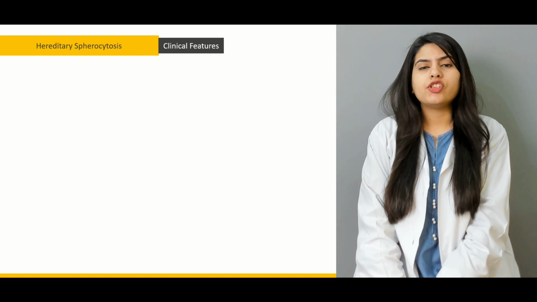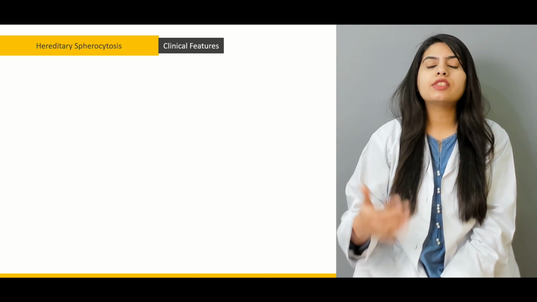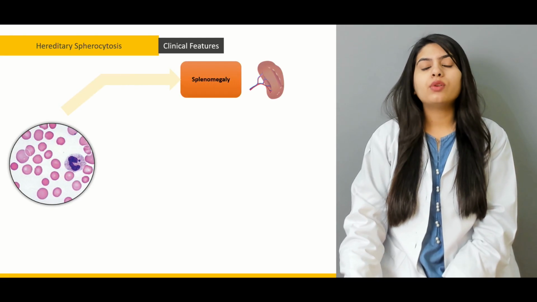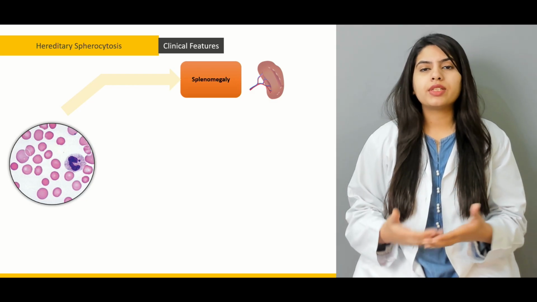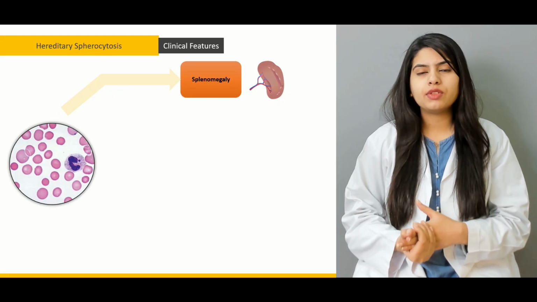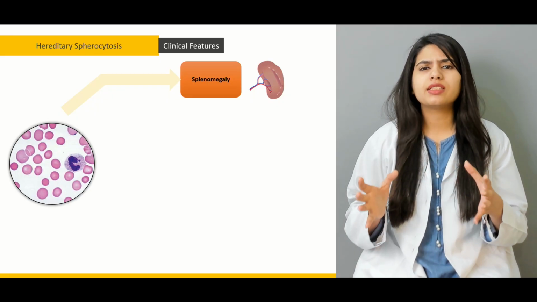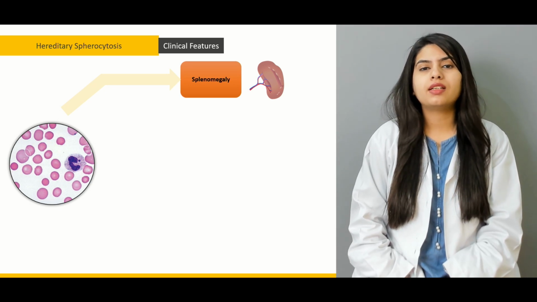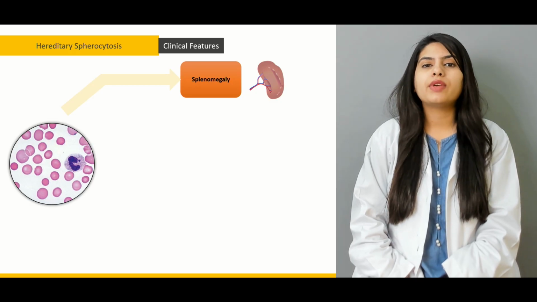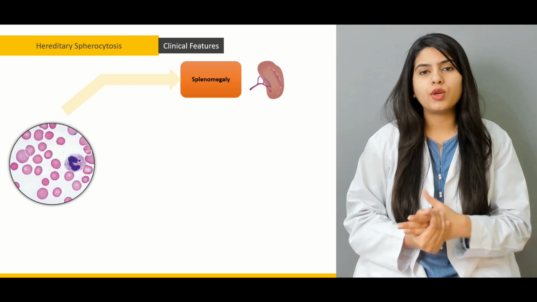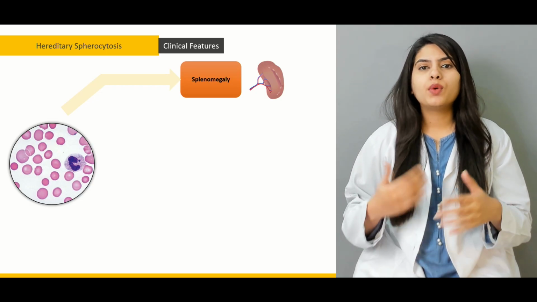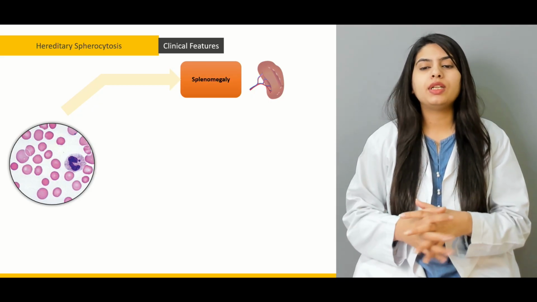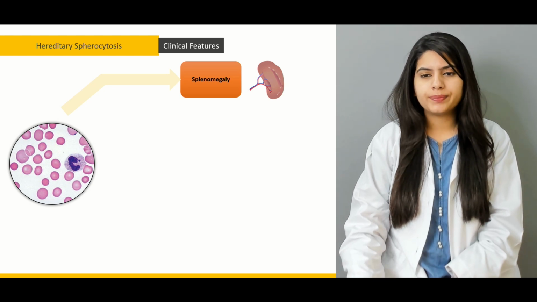Now, coming to the clinical features that a patient suffering from hereditary spherocytosis will manifest. There will be splenomegaly. The red blood cells are being destroyed, so where do they end up? We know that the spleen is known as the graveyard of red blood cells, and it is a site for extravascular hemolysis. That's why there will be overburdening and hypertrophy of the cells present in the spleen, which will ultimately lead to splenomegaly.